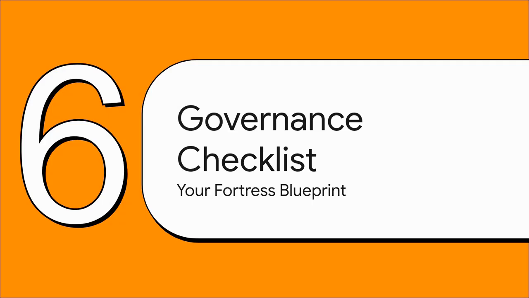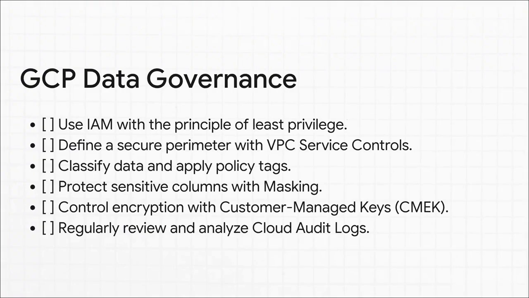So we've covered the gatekeepers, the walls, the vault, and the surveillance system. Let's put it all together now into a practical blueprint that you can actually go out and use to build your own fortress. Here it is. This is your master checklist for a real defense-in-depth strategy. It all starts with IAM, following that principle of least privilege. Then you build your perimeter with VPC. You have to know what you're protecting, so you classify your data. Then you apply those granular controls like masking. You take control of your encryption with CMEK. And finally, you keep a constant watch with your cloud audit logs. You see, each layer reinforces the others.